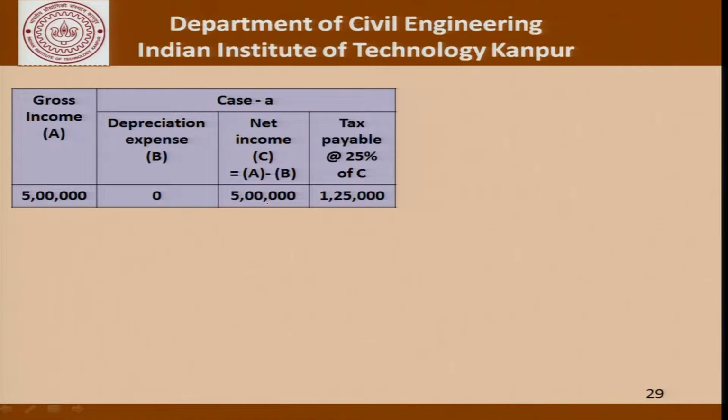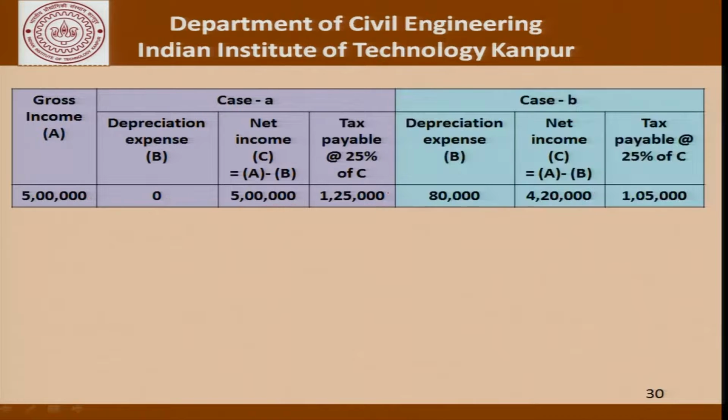So, now if we do that exercise as far as case A is concerned, that is, there is no depreciation, you have a gross income of 500,000. So, the net taxable income becomes also 500,000, and at the rate of 25% of this value, the tax payable is 125,000. Now, compare this situation with case B, where there is an expense of 80,000 which is debitable as depreciation expenses as calculated in the previous examples.